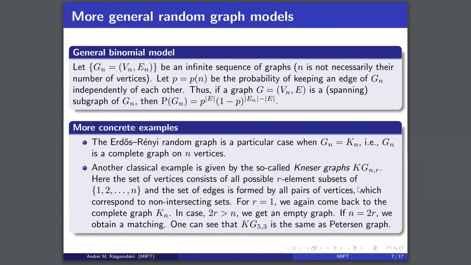Okay. Oh, it's also a mistake. Haha. KG 5,2, of course, not 5,3, since KG 5,3 is the case when 2r is greater than n. It's a stupid mistake again. I'm sorry. Okay.